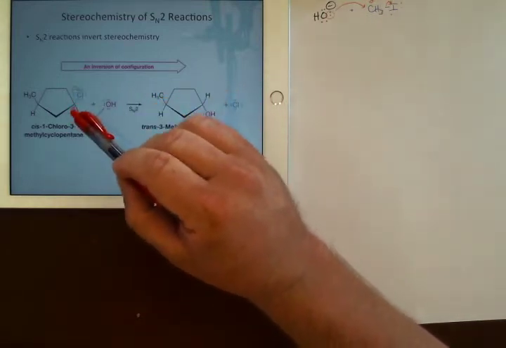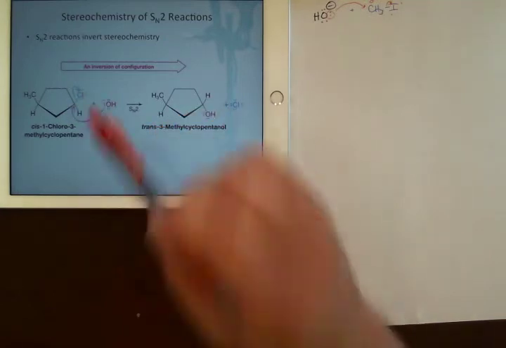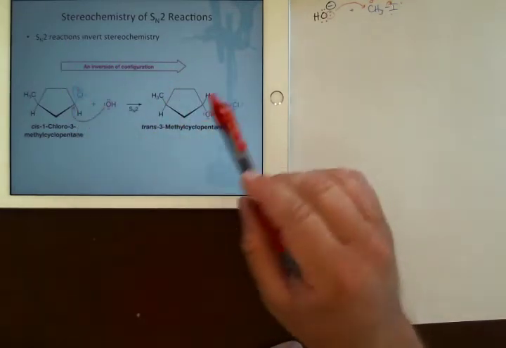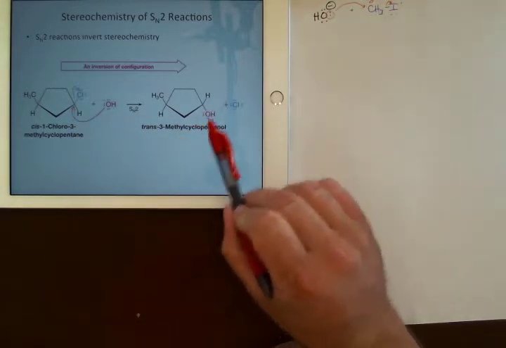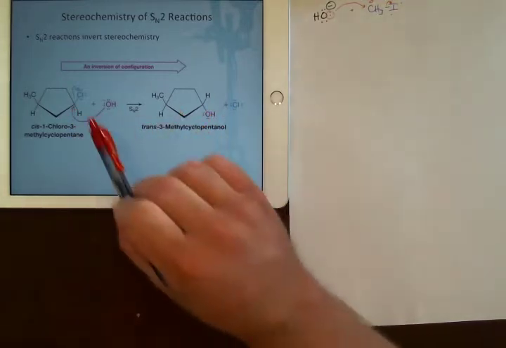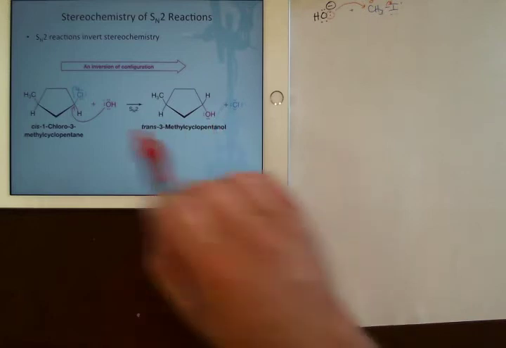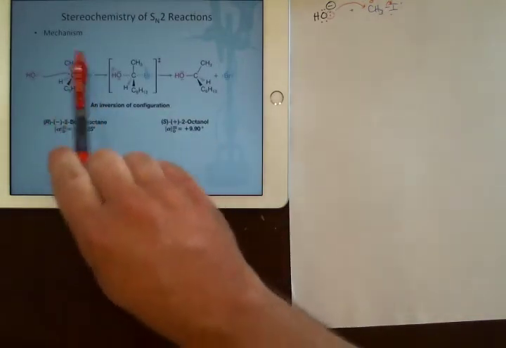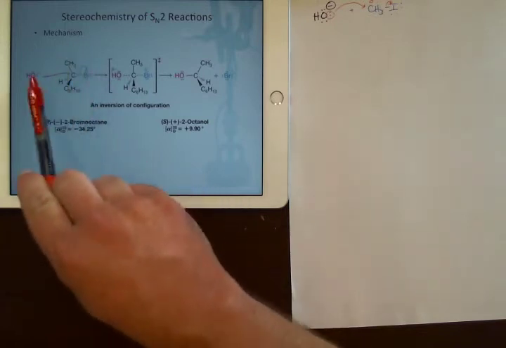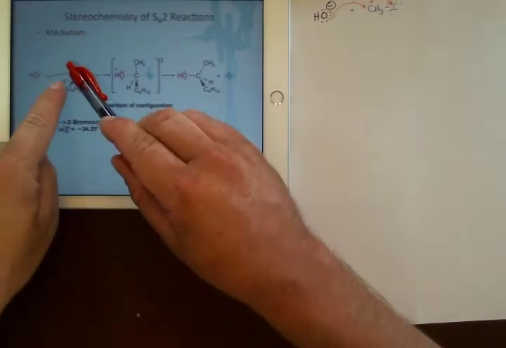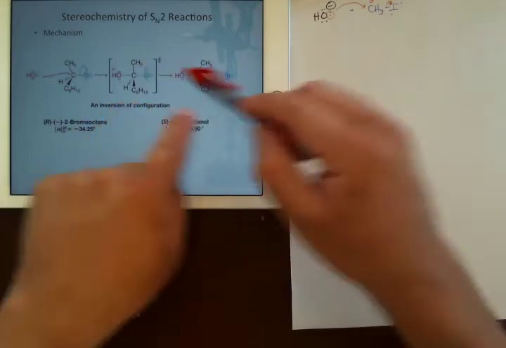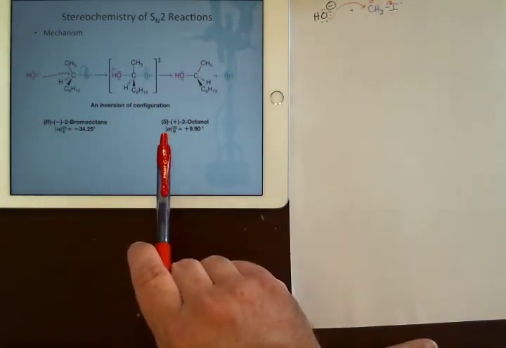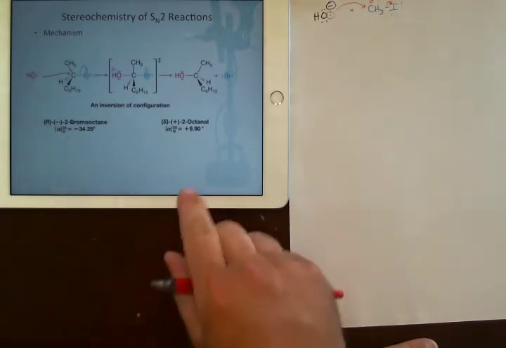So it's like kicking your brother or shoving your brother in the back, right? So you need to push it away. But because you're coming in from the backside, now you are down here. Notice it went from up to down. So you're going from cis to trans. The other way that you could do it, right, is you go from the R, as you attack, these groups have to slide over here, right? And in doing so, you go from an R to an S. Okay? So with that, you invert the stereochemistry.